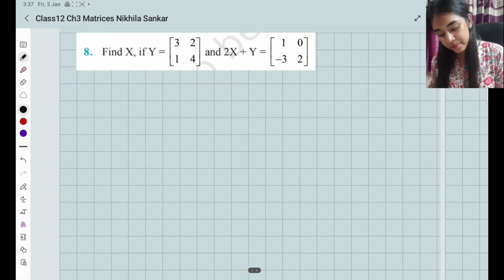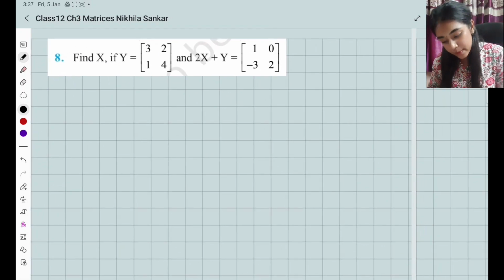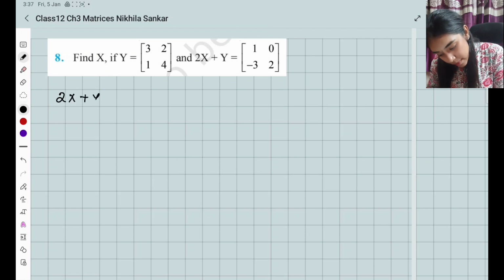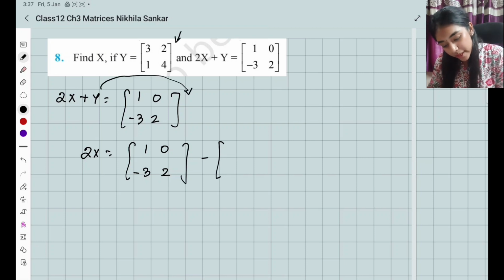Question number 8. Find x if the y value is given. Very simple. So you have 2x plus y equals [1, 0; -3, 2]. So I can write 2x equals [1, 0; -3, 2] minus y. In the book, I'll have minus y. And what is my y matrix? [3, 2; 1, 4]. Okay.